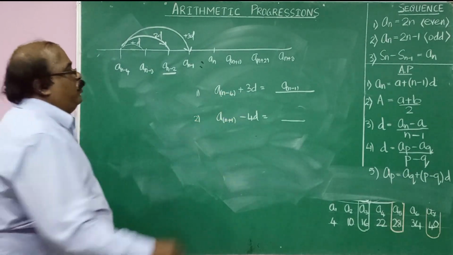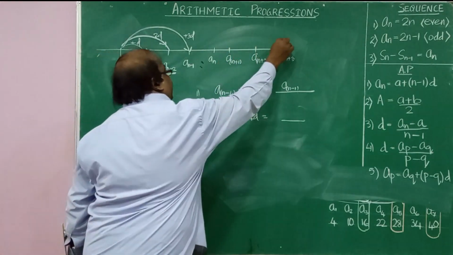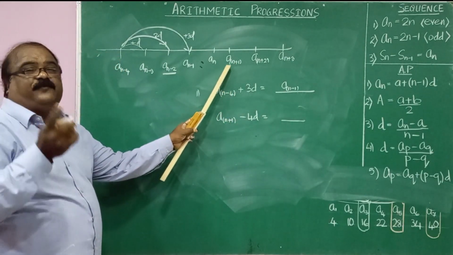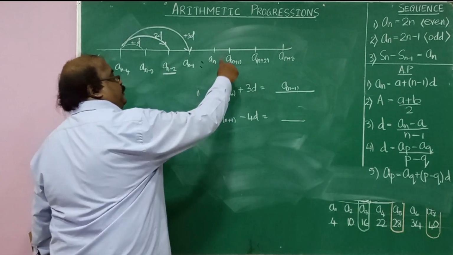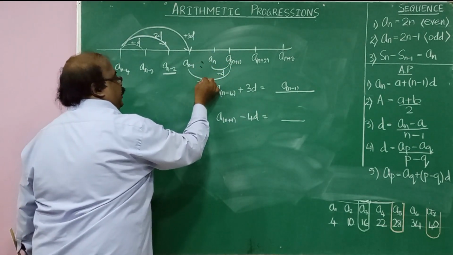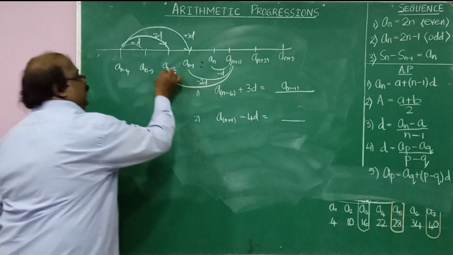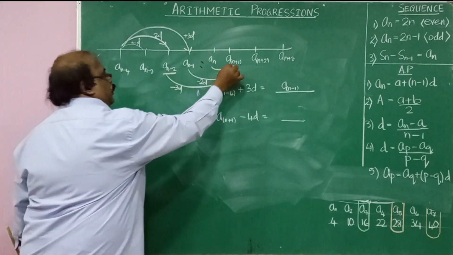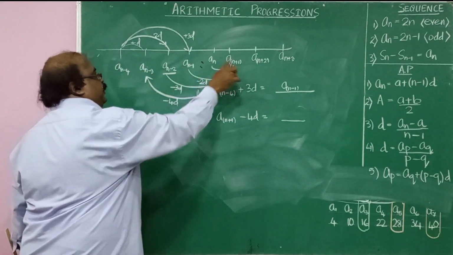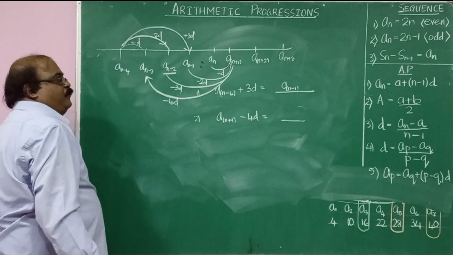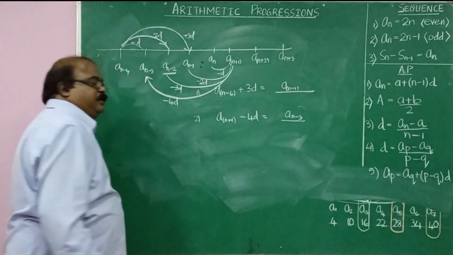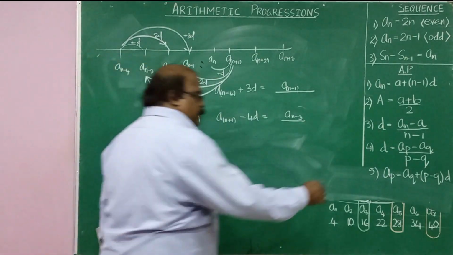The second question, A of n plus 1. This is A of n plus 1. Here I am asking you what is A of n plus 1 minus 4D. If I want plus D, go to the right. Minus D. Minus 2D. Minus 3D. And minus 4D. What would have been your answer? What is A of n plus 1 minus 4D? A of n minus 3. Is that clear?